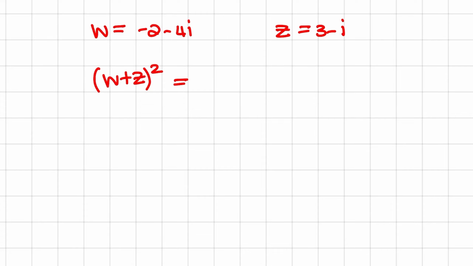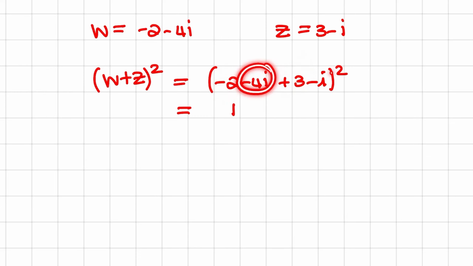So let's say in our final example that we have w as negative 2 minus 4i as before, and z is 3 minus i. Let us find w plus z squared. So that is the same as saying negative 2 minus 4i plus 3 minus i squared. Now what I will do first is add like terms together inside the parentheses. So that will be minus 2 plus 3, which is simply 1, and then minus 4i minus i, which is equal to negative 5i. And I close the brackets, squared.